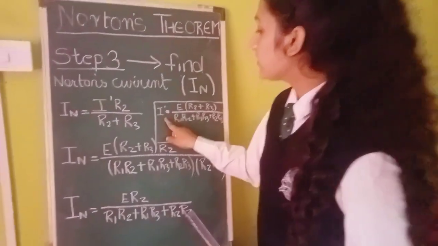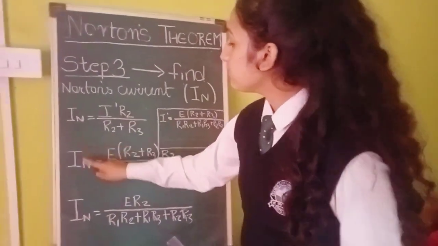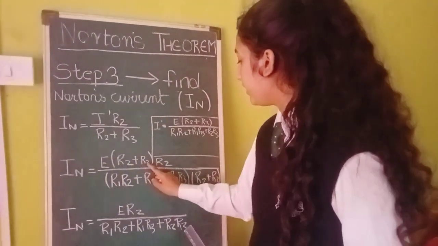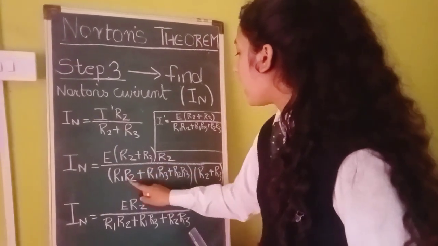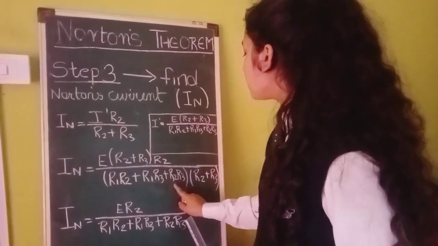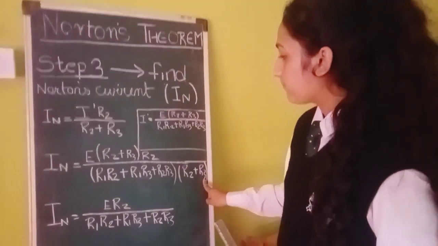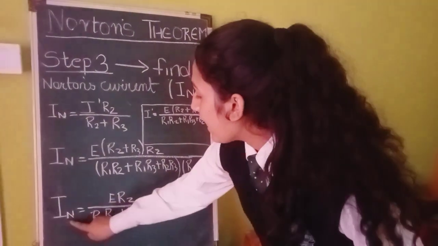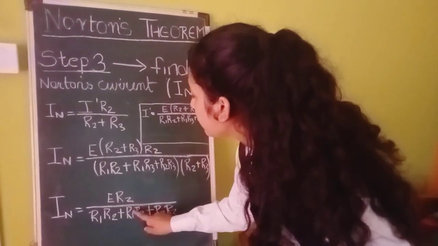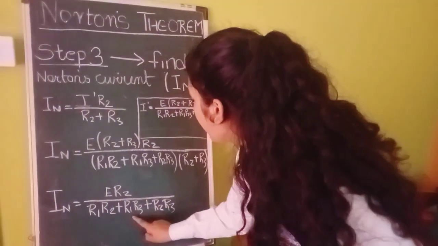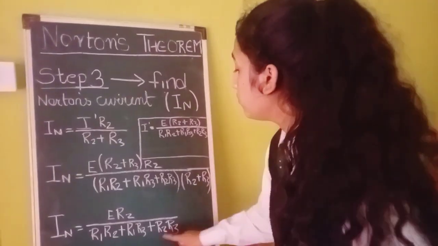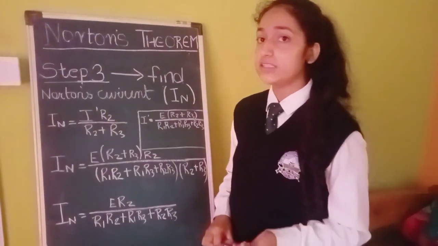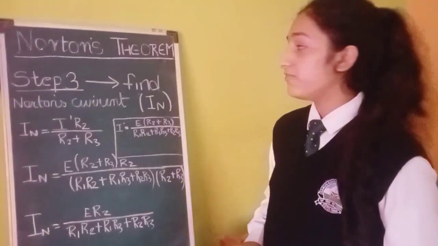After putting the value of I dash in this equation, our equation becomes IN equals E inside the bracket R2 plus R3 times R2 whole divided by R1 R2 plus R1 R3 plus R2 R3 times R2 plus R3. So after cancelling numerator with denominator, we get the value of IN as E R2 whole divided by R1 R2 plus R1 R3 plus R2 R3. So this is the value of Norton's current. After this, we have one more step where we will learn to find the value of Rn.